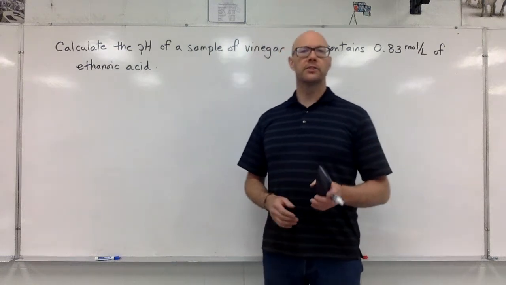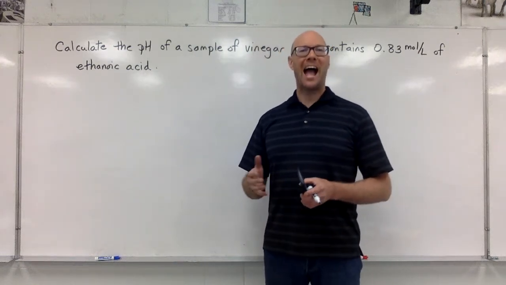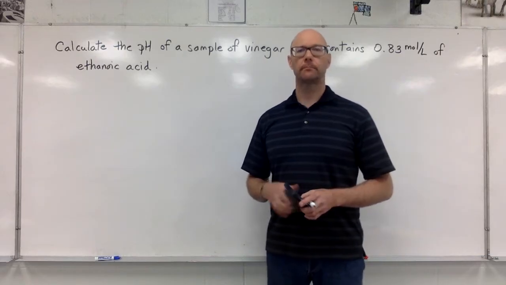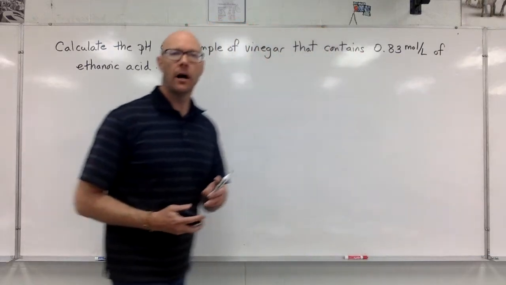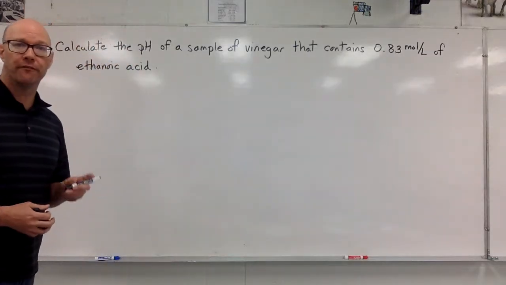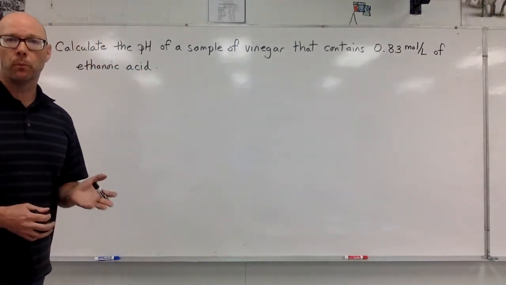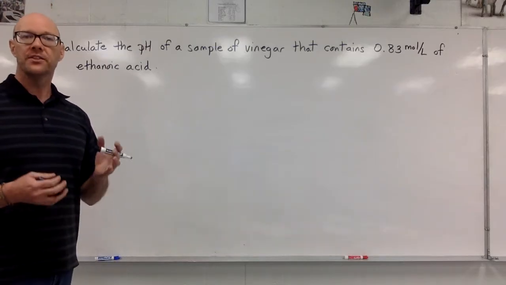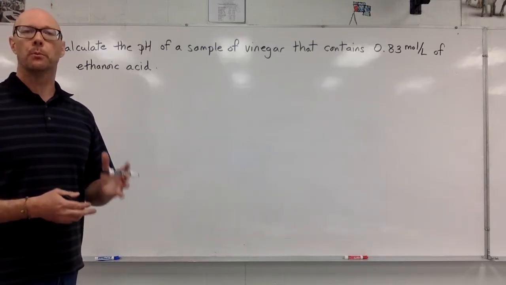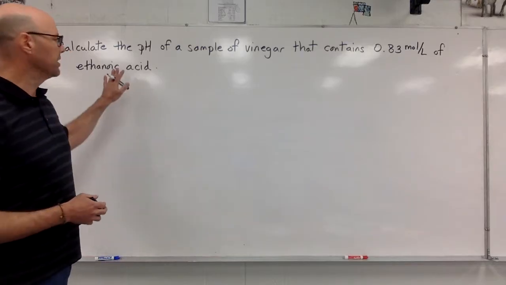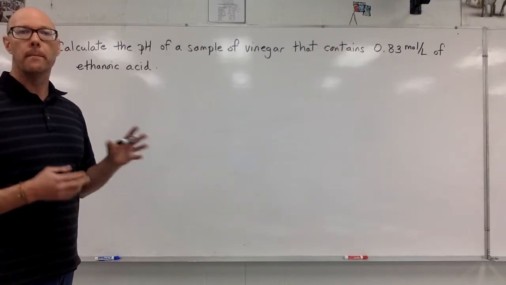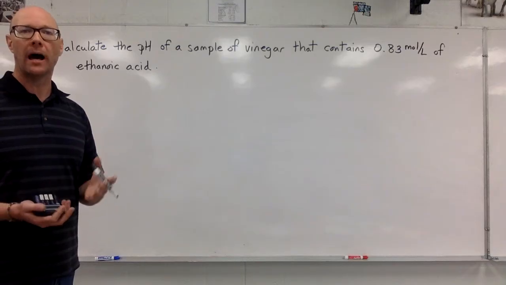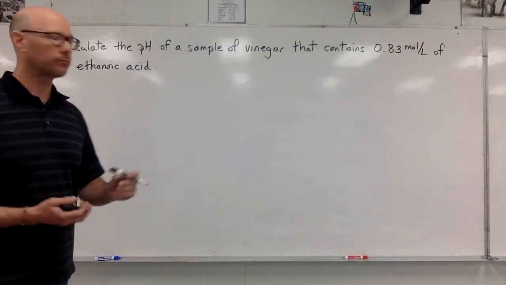Hi everyone. This is an example of how we can use acid equilibrium to calculate the pH. Here we have a question. Calculate the pH of a sample of vinegar that contains 0.83 moles of ethanoic acid. This is an acid equilibrium question. We do have a weak acid, ethanoic acid. We must work our way through the Ka expression to arrive at the pH.